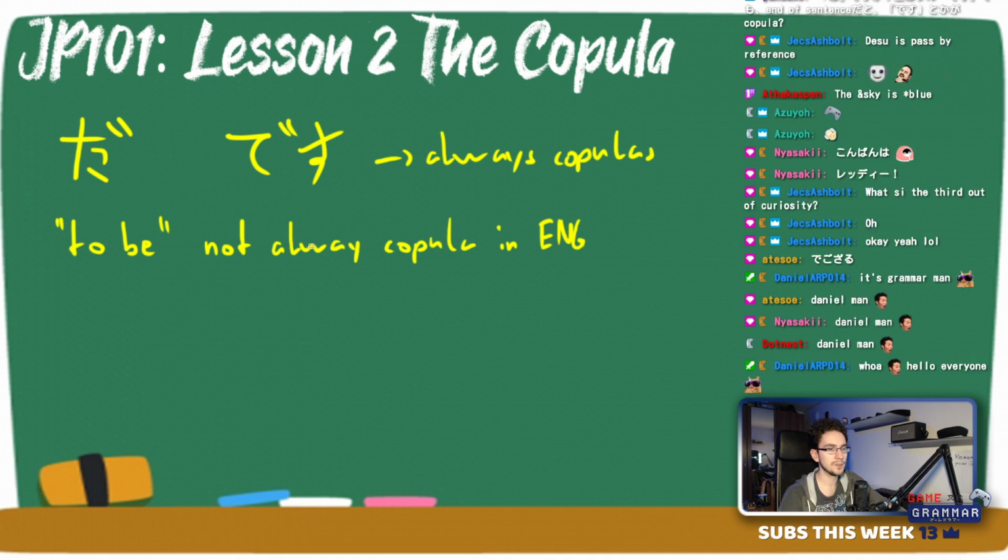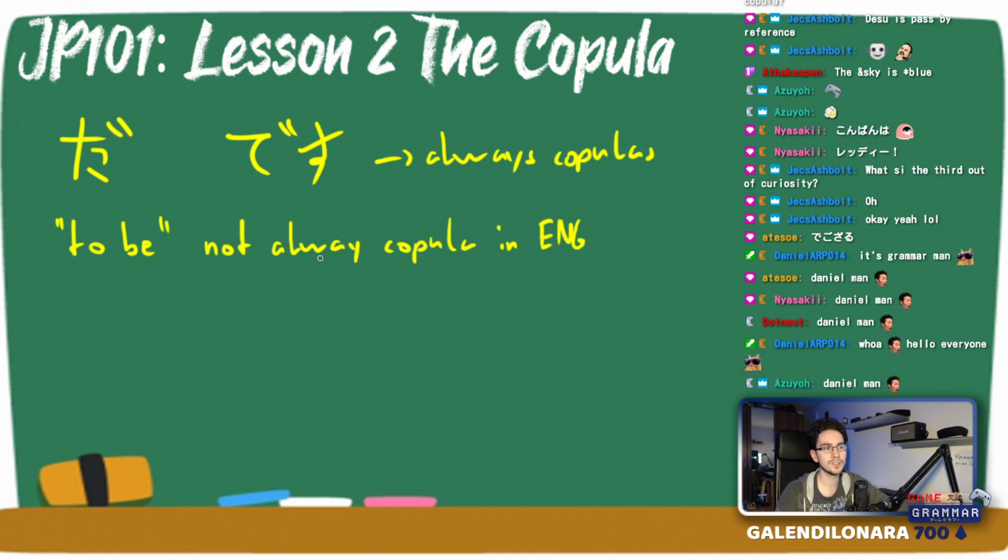Da and desu do not do that. Da and desu are always copulas. There is no way to use da and desu which isn't the copula. Which in a way makes Japanese copulas a little bit simpler, because you don't have to analyze it as much to understand whether or not it's a copula. You can just see if it's da or desu, it's a copula, okay? Or de aru. Don't worry about de aru for now.